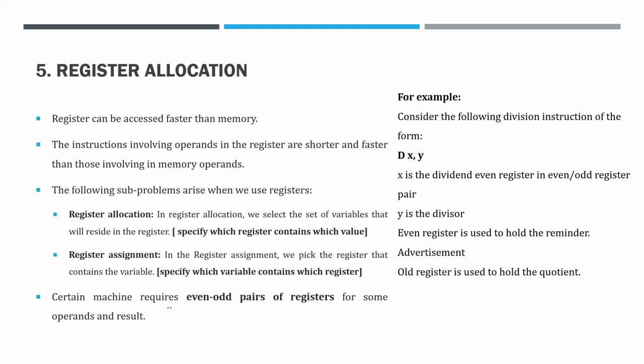Then certain machines require even or odd pair registers, and we have some parity registers too. That is what is being discussed here. Take the division instruction, D of x comma y. Here x is the dividend, which will be stored in the even register, and y is the divisor, which will be stored in the normal register. The even register is used to hold the remainder, and the odd register will hold the quotient value, right?